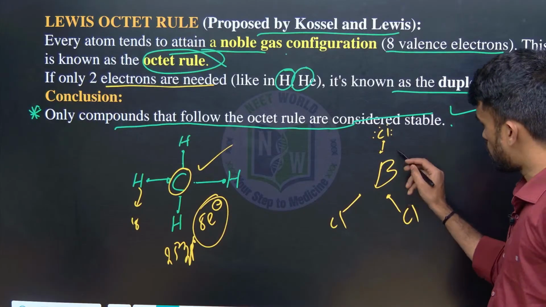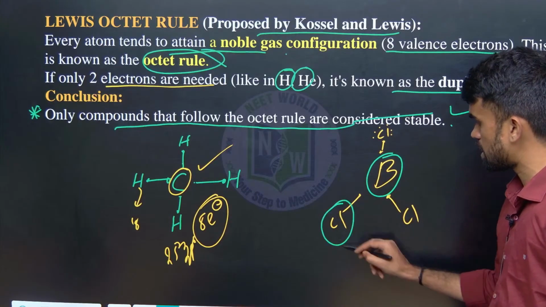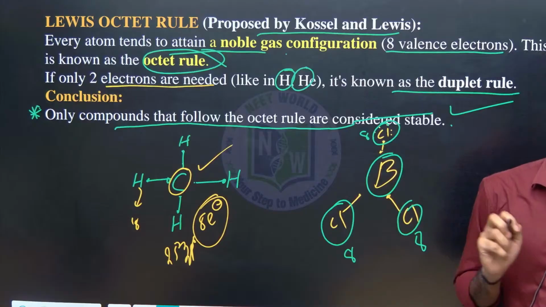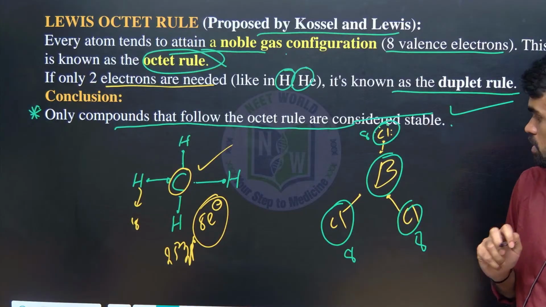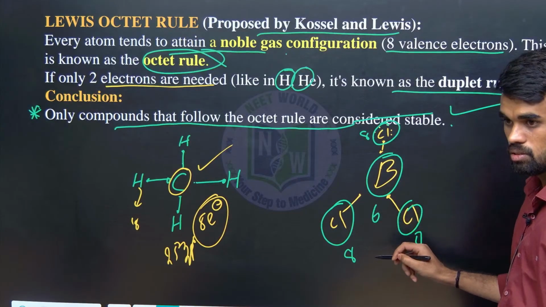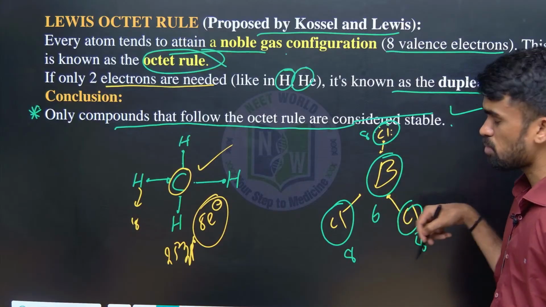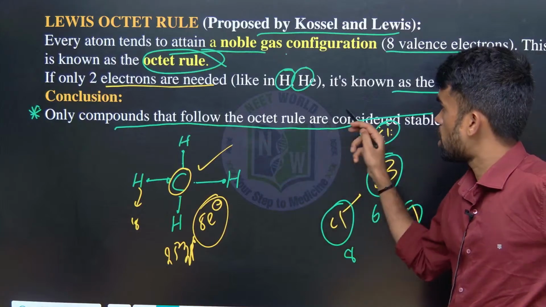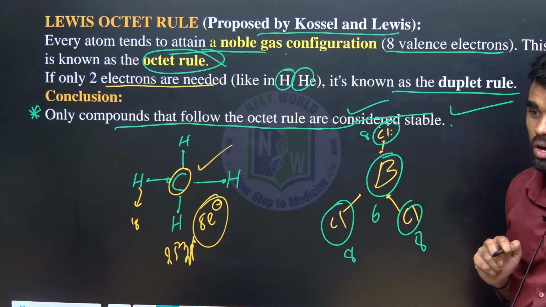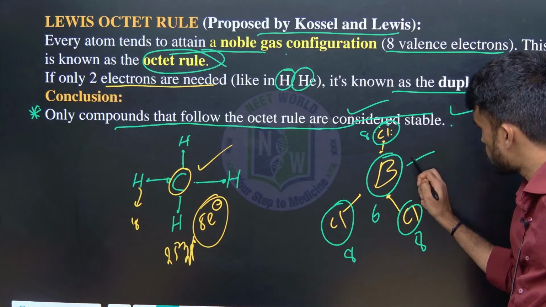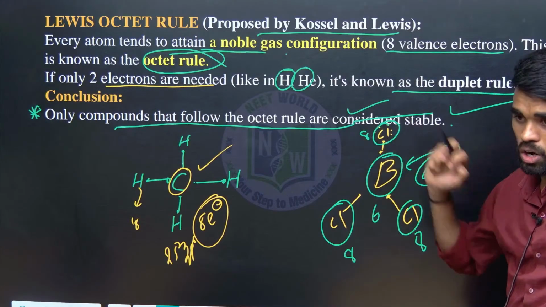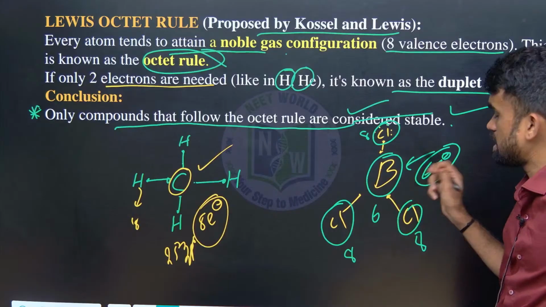Now consider chlorine, how many electrons are there now? 8. Chlorines are happy here. But what about boron here, the central boron? 6 electrons only now. It means this molecule is existing, but what he told is that only those compounds are stable which are having octet. Just consider boron, how many are there? Is it satisfying the octet rule? No, no, but it is existing.